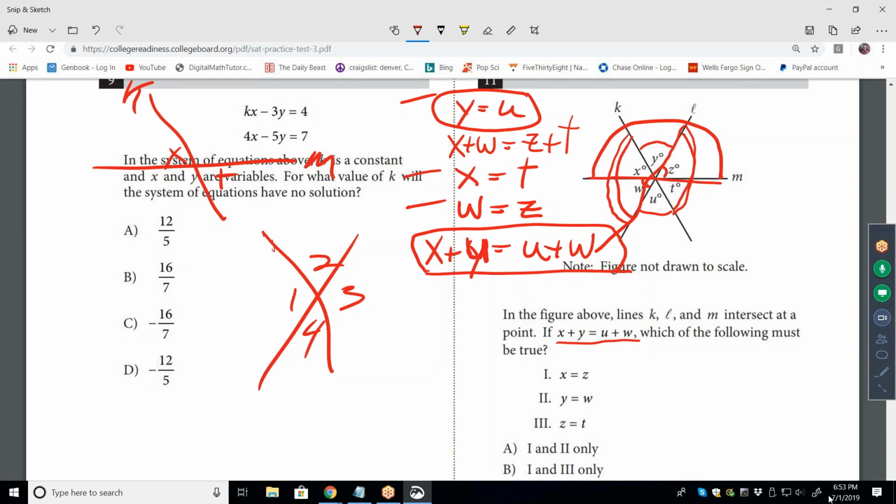Okay? Now solve that equation. What's x equal to? How do you solve that equation? You got x plus u equals u plus w. What can you do immediately? Look at this equation right here. x plus u equals u plus w. What can you do to that equation?